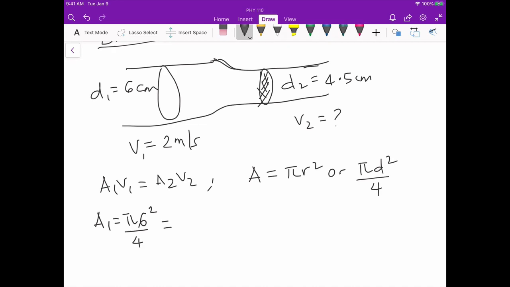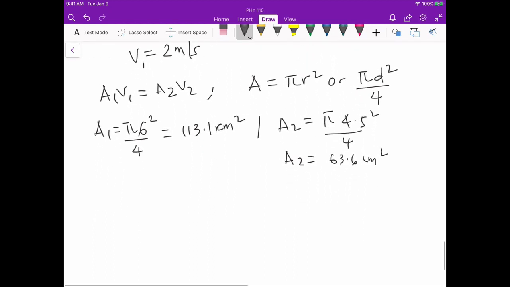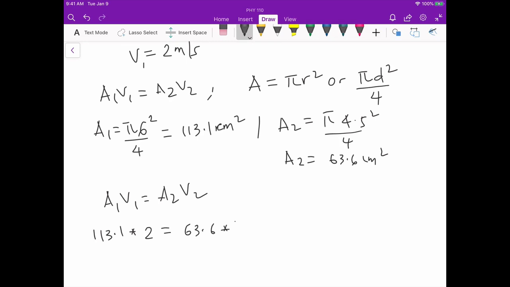Then the area is 113.1 centimeters squared, because the area units will cancel each other anyway. Then area 2 will be pi times 4.5 squared over 4, which is calculated as 63.6 centimeters squared. Now you substitute those values into the continuity equation, A1 V1 equals A2 V2. A1 is 113.1 times V1, which is 2, equals A2, 63.6, times V2.